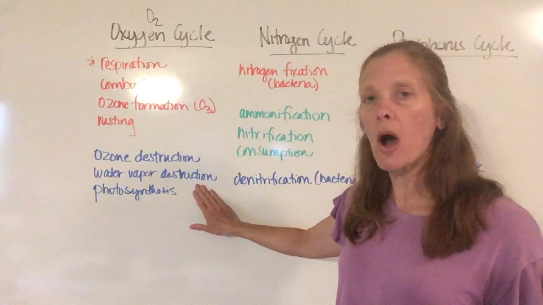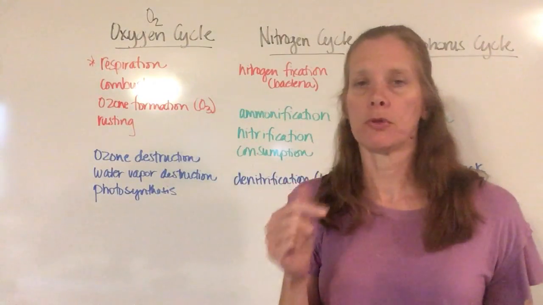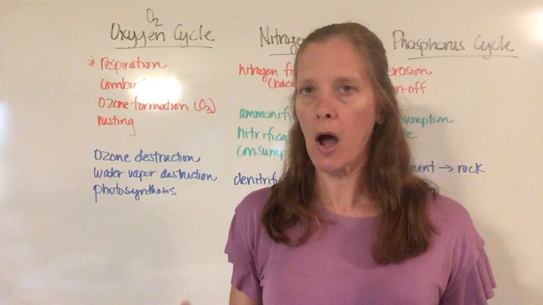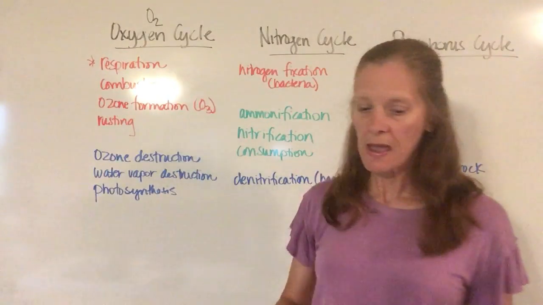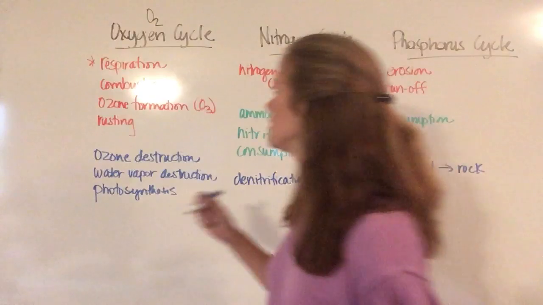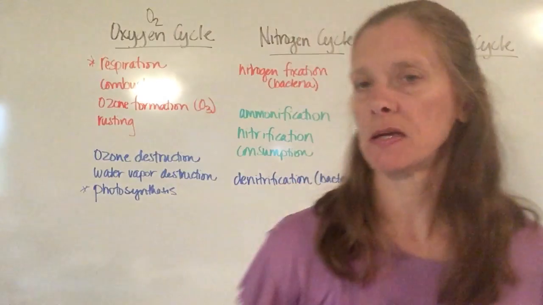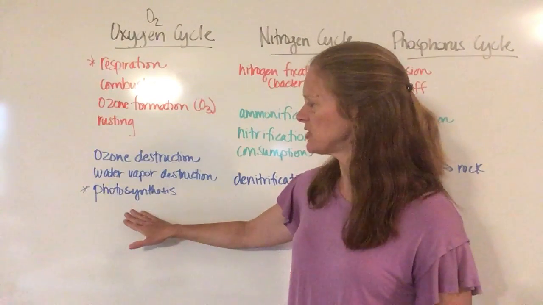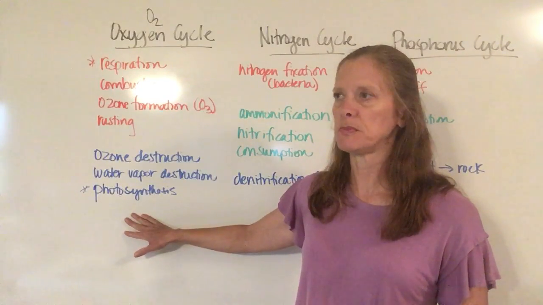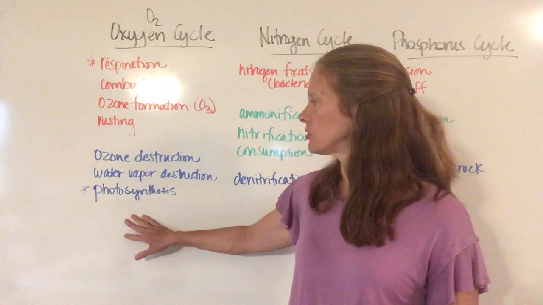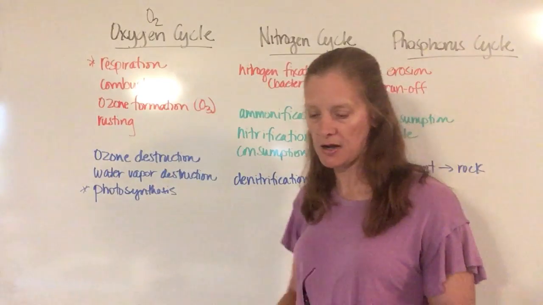I can also take water vapor and destroy it. Water vapor is H2O, with 2 hydrogens and an oxygen. So if I break water vapor down into just hydrogen and oxygen, then that is going to form more oxygen. And then photosynthesis is the biggest source of putting oxygen back into the air. Photosynthesis is going to happen not only on land, but also in the oceans because of the algae that are conducting photosynthesis out in the ocean. And so photosynthesis and respiration are going to be your 2 biggest players in the oxygen cycle.